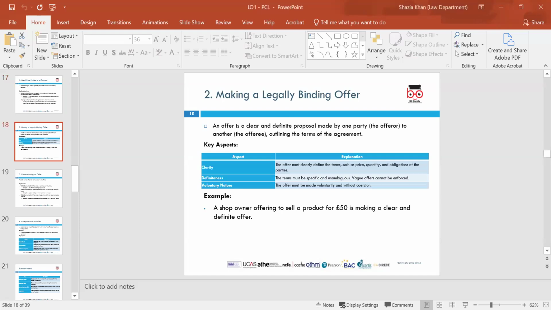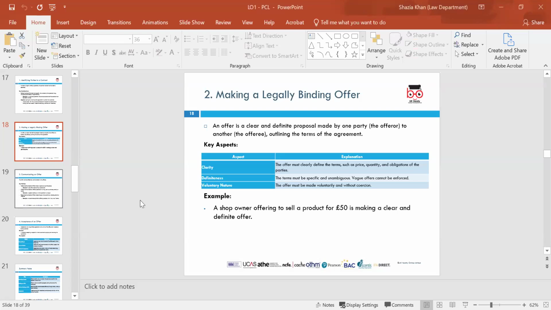Making a legally binding contract. To make a legally binding offer, you must clearly state your proposal, including all the essential terms, and communicate it to the other party with the intention to be bound by the acceptance, ensuring elements like consideration, capacity of the parties involved, and the legality of the agreement are present. Essentially, you need to present an offer that outlines what you are willing to provide in exchange for something from the other party, and it must be clearly accepted. So here it needs to have clarity, definiteness, and voluntary nature. For example, a shop offering to sell a product for £50 is making a clear and definite offer.